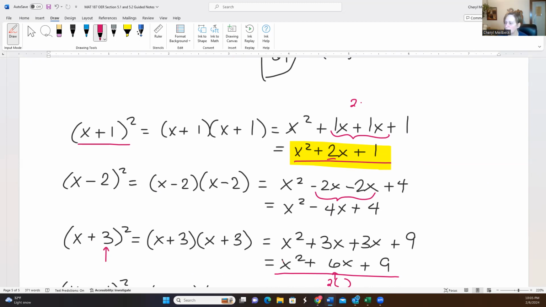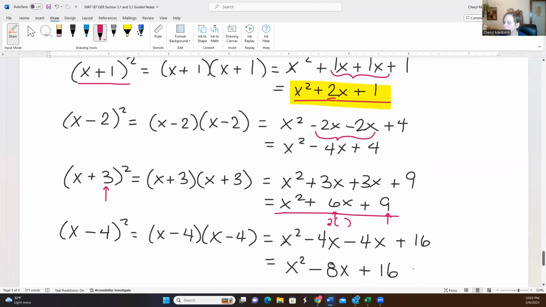Now, this number also then gets squared to form the 9. So let's write that here. We took 2 times 3 to give us 6, and 3 squared gave us 9. And all of these perfect square trinomials follow that same pattern.